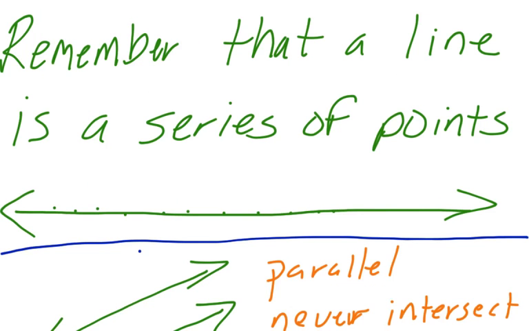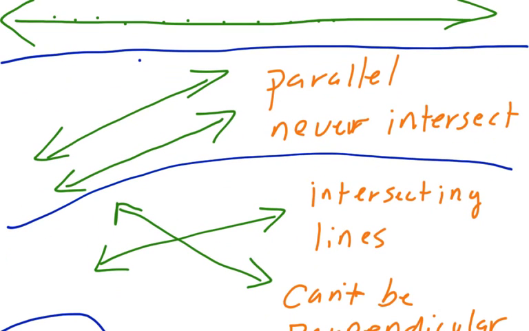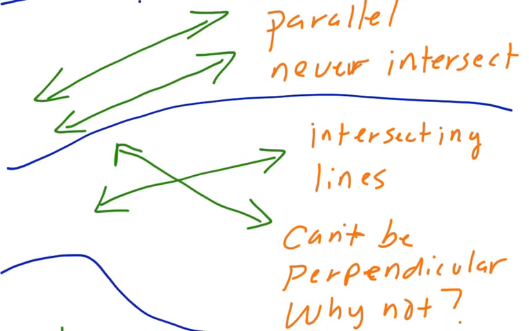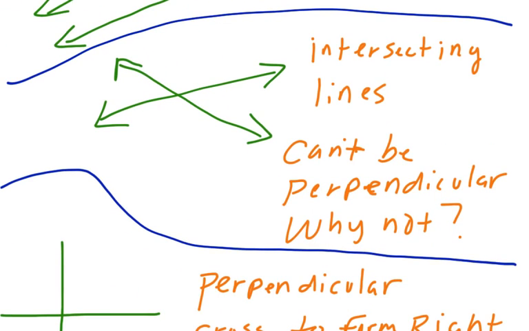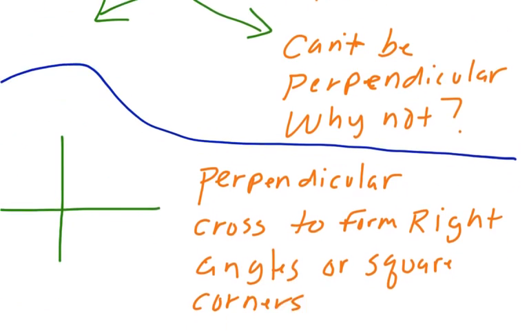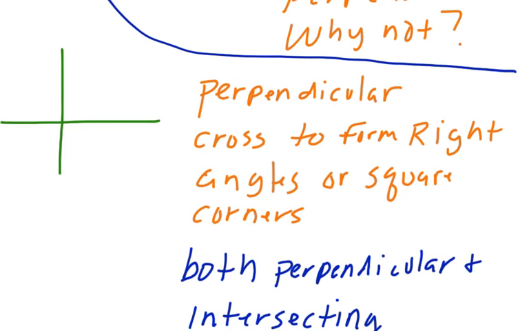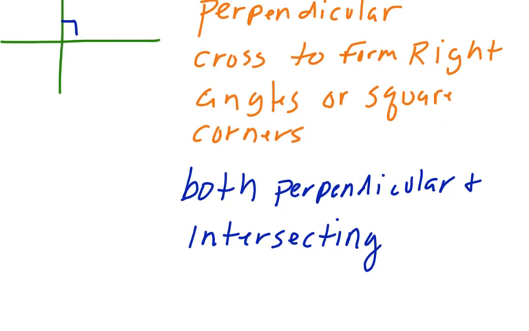Let's go back and remember that a line is a series of points that can go on forever and ever in one direction. Parallel lines never intersect. Intersecting lines cross each other, but they can't be perpendicular. Why not? And then we have perpendicular lines that intersect or cross to form right angles, or square angles, like that, and they can be both perpendicular and intersecting.